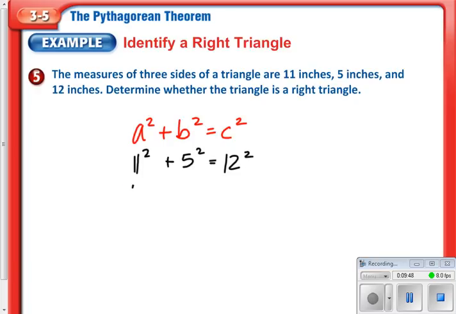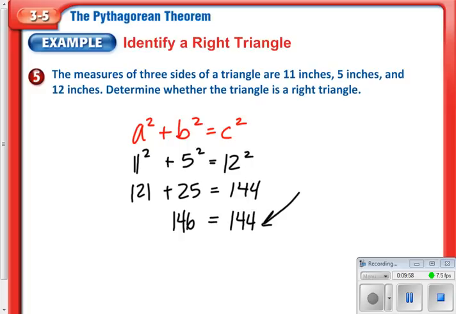We get 121 plus 25 equals 144. We get 146 equals 144. Not equal. So no, this is not a right triangle.